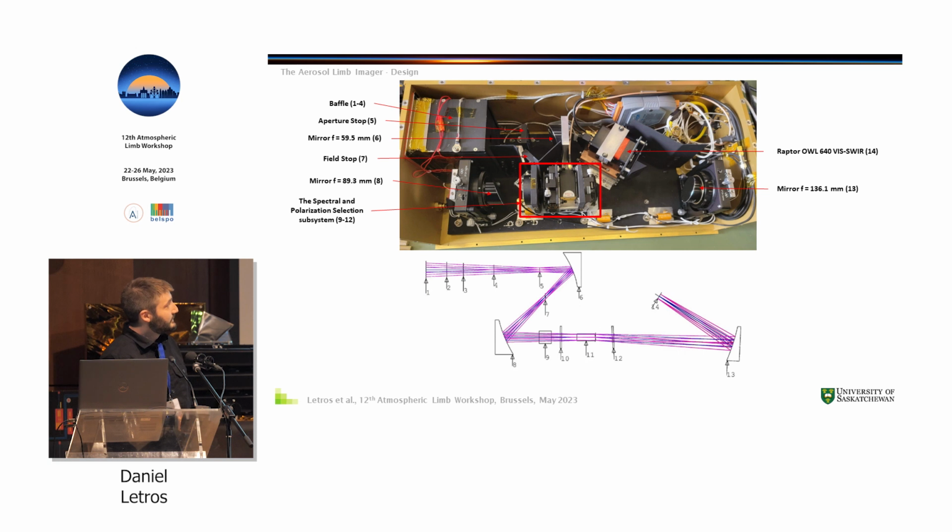Now this SPS is actually the heart of ALI, and I'm going to talk more about it on the next slide. It does the polarimetric and the wavelength filtering. This operates in collimated space, so the collimated output of this then gets focused by this third mirror onto this detector, capable of measuring both visible and shortwave infrared radiation.